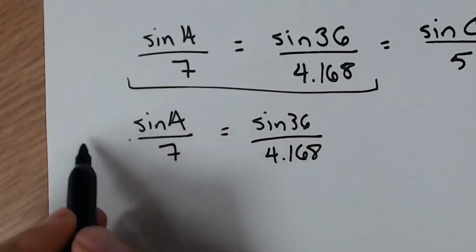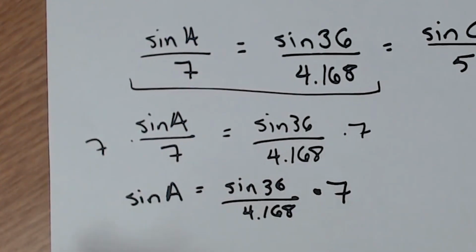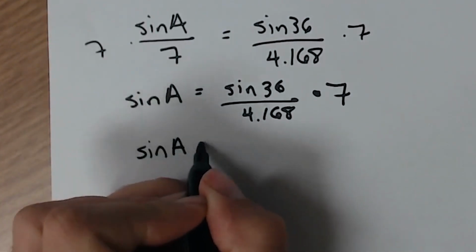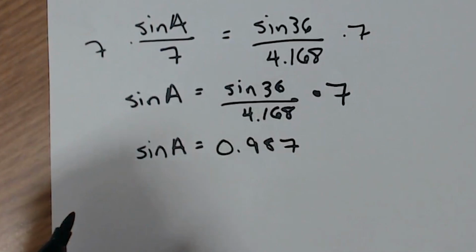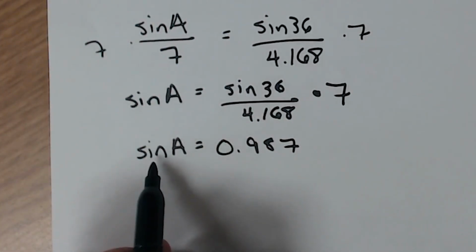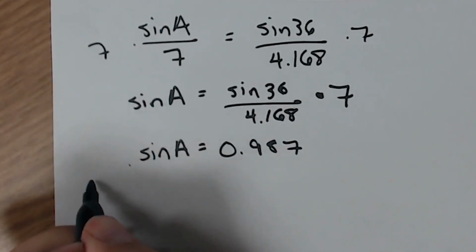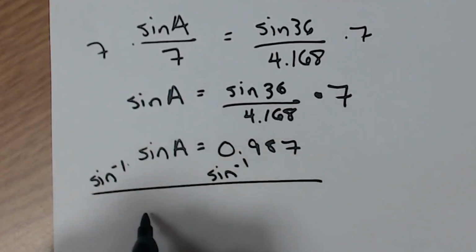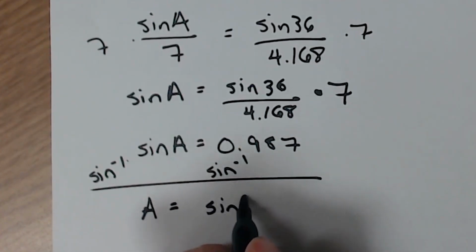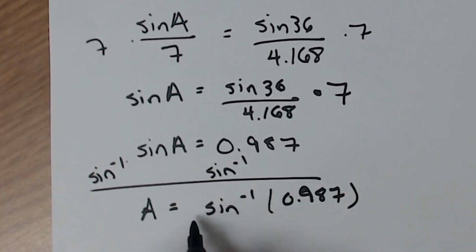Now I want to get A by itself, so I'm going to multiply everything by 7. Once I've done that, everything on my right side is going to end up being a number once I punch that into my calculator. And when I punch that in, making sure your calculator is in degrees, I end up with 0.987. Now we have to get rid of sine, and because sine is a function, not like some kind of number or a variable, I can't just divide by sine. I actually have to do the inverse sine, also called arc sine, on both sides. So I now have our regular A, and then I have arc sine or inverse sine of 0.987. This I can plug into my calculator.